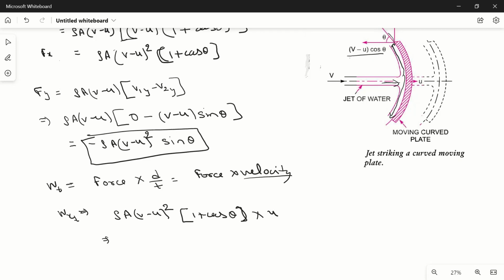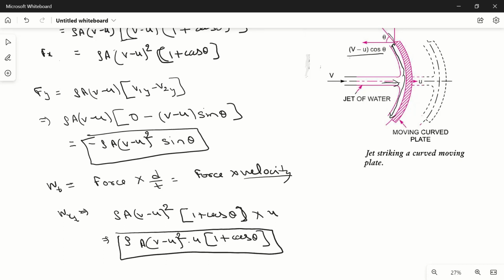So it will be rho a (v minus u) whole to the square into u into (1 plus cos theta). This is the work done in horizontal direction by this jet on this plate. Work done in vertical direction will be 0 because there is no displacement or no velocity in vertical direction.